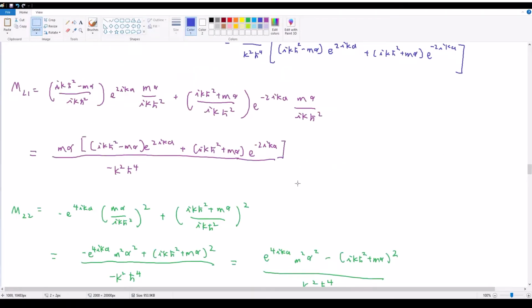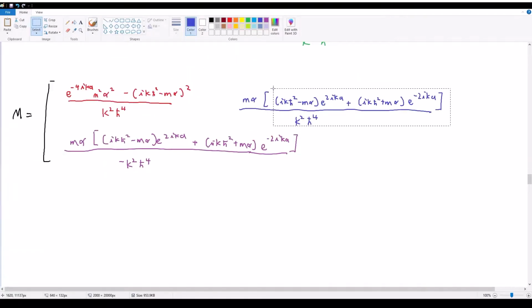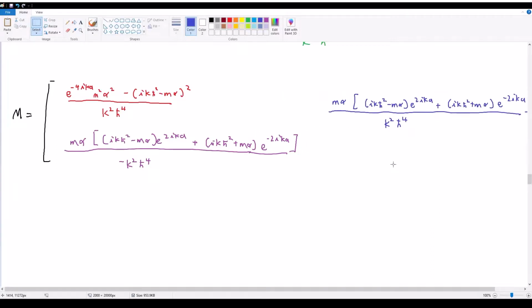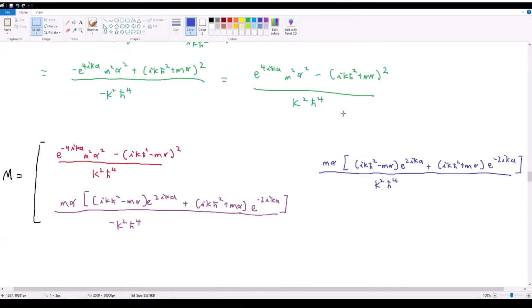Okay, now M21 looks very similar via the diagonal symmetry, and we are running out of space, so we actually have to move stuff over a little bit like this, and there we go. And then M22 is this. And then we close everything off. Okay, so this is our combined M matrix. It's a very messy expression, but it's correct.